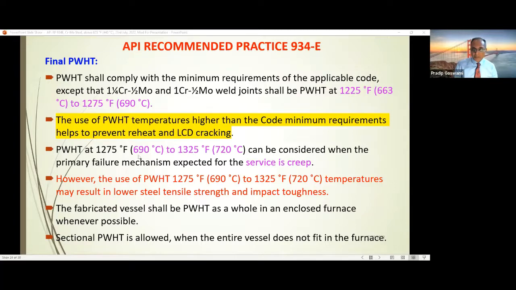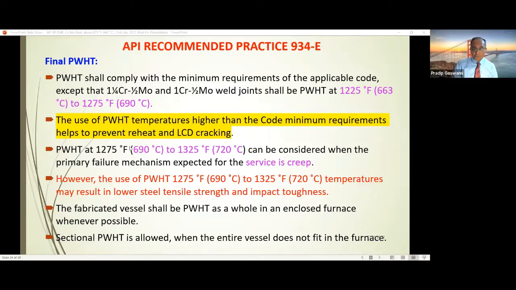Post-weld heat treatment above this 1275 degrees Fahrenheit, that is 690 to 720 degrees centigrade, can be considered when the primary failure mechanism expected in service is creep. If you adopt this higher temperature regime, then the vessel weld will get softer, the ductility will improve, but there may be a sacrifice in the tensile values, and that's why it tells clearly that use of this particular temperature may result in lower steel tensile strength and impact strength.